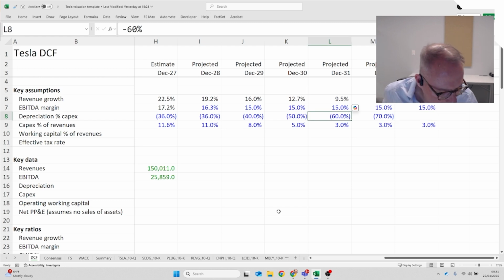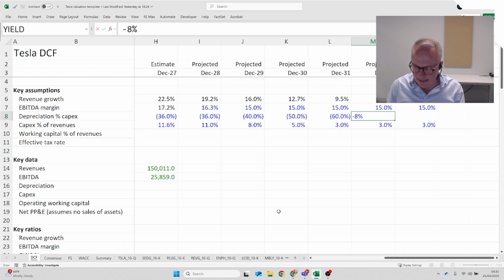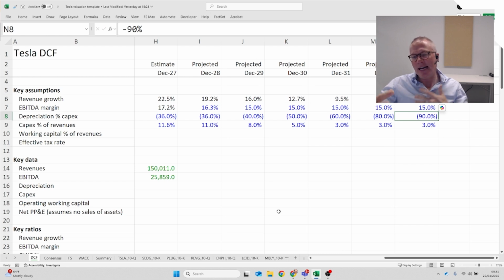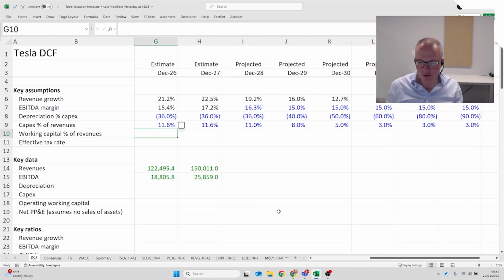I made that a little bit. 50, 60, 80. There we go. 50, 60, minus 80, and then minus 90. There we go. So this means what will happen is my net PP&E growth will slow down, and that will also reflect sales growth declining.